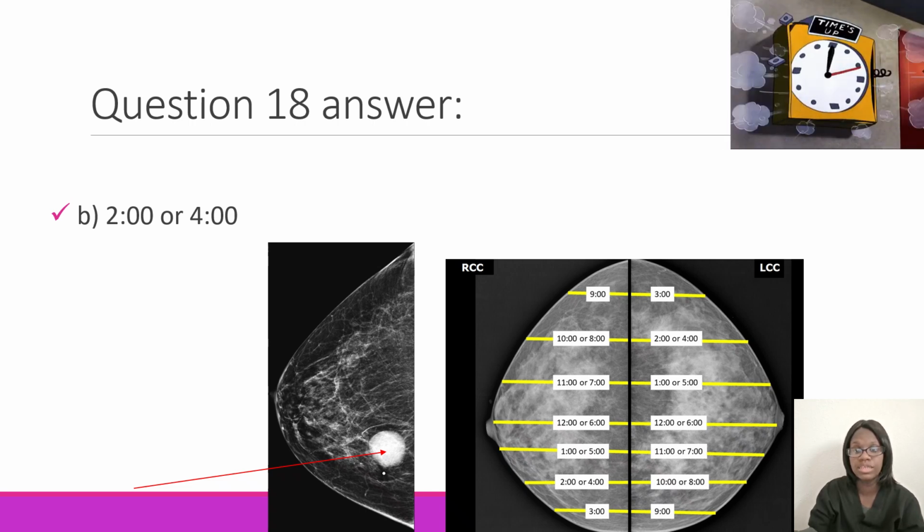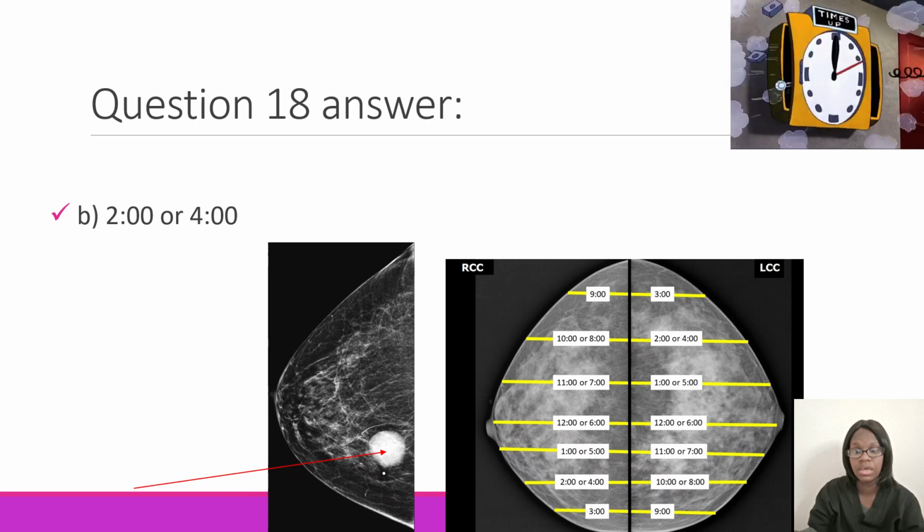So if you look down at the image, you can see on the right breast where 2 o'clock or 4 o'clock would be. It would actually be 10 o'clock or 8 o'clock on the left breast. So that's why you have to know which side you're looking at and your numbers, and pretty much feel your breast to get these answers right.